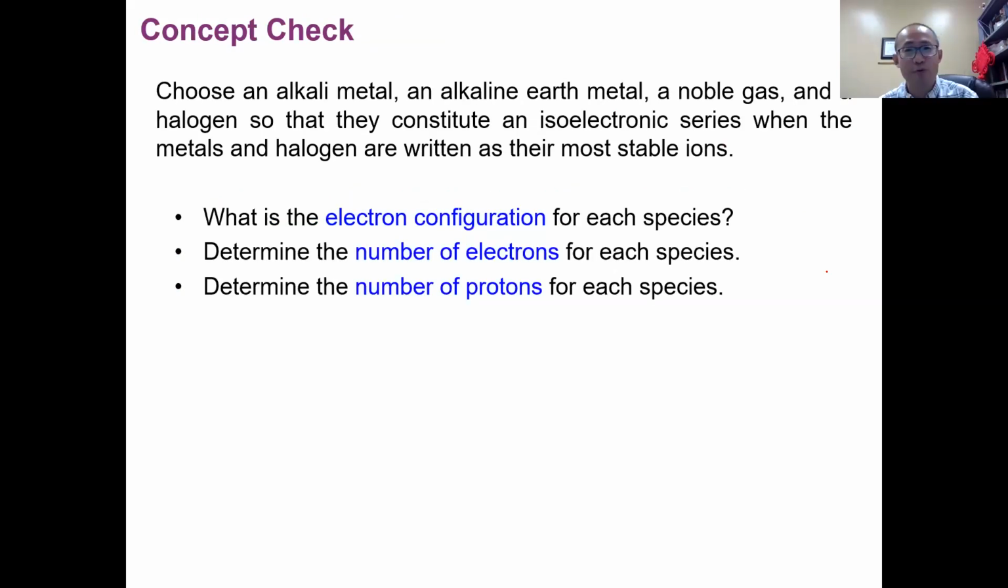Okay, with that logic, I hope you practice this. Choose a metal, an alkaline earth metal, a noble gas, and a halogen, meaning group 7, group 1, group 2, and group 8, and make a group of 4 isoelectronic species when they become their ions. Of course, for isoelectronic species, the metal and nonmetal have to be ions. Write the ions with the noble gas and see how many electrons there are, what the electron configurations are, and also how many protons and electrons there are, everything. I want you to use that logic.